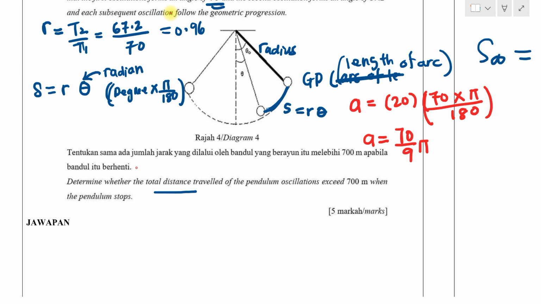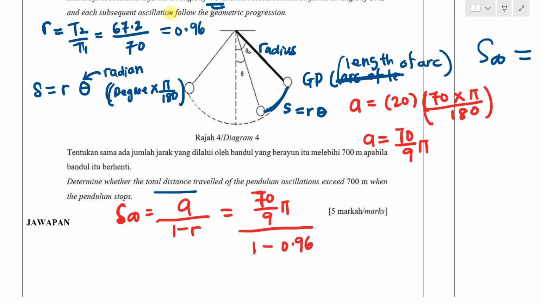So we use the sum to infinity formula first. Sum to infinity is equal to a over 1 minus r. a is 70 over 9 pi, over 1 minus r. r is 0.96, which we found earlier. Okay, just key in your calculator, you will get the sum to infinity. You'll know how far it has traveled. So 70 pi over 9 over 1 minus 0.96. If you do this you will get 610.865 meters. Okay, so it does not exceed the 700 meters.